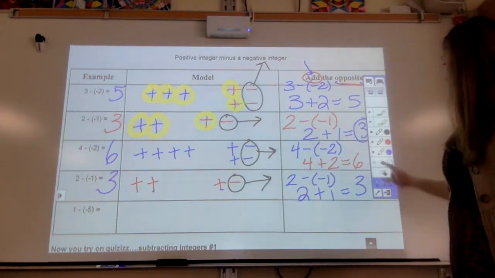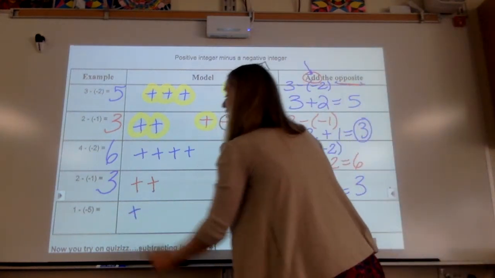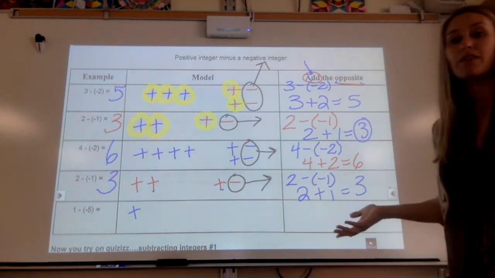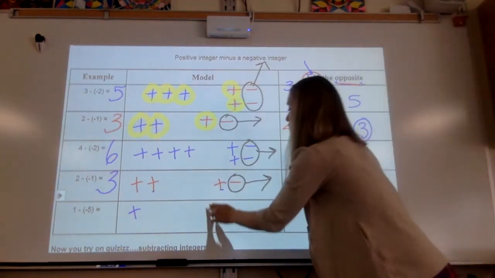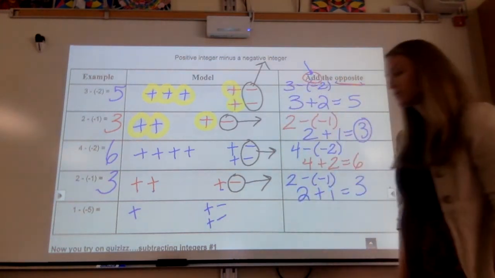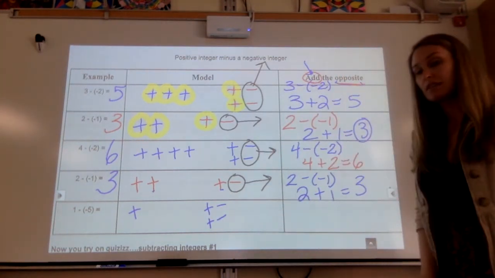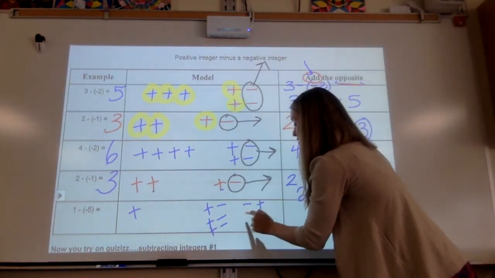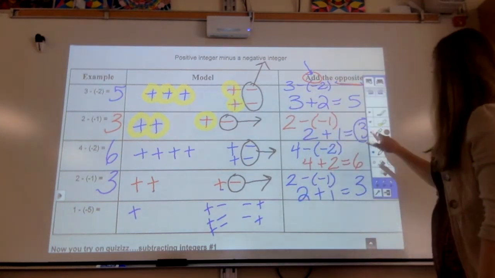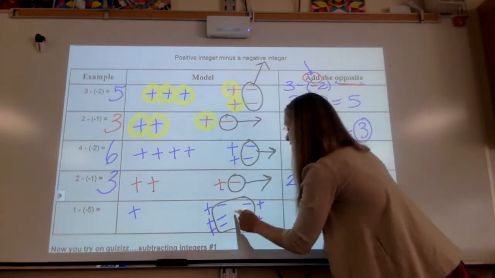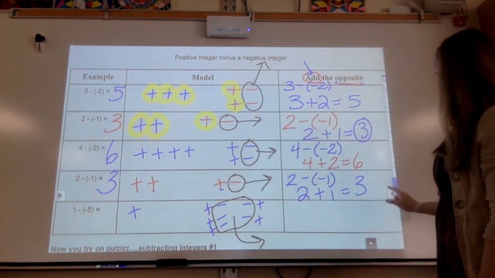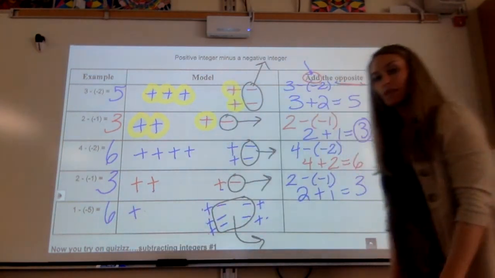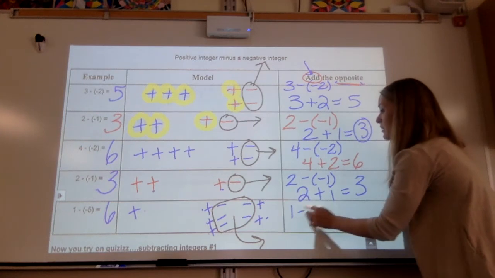All right, last one. Starting with a positive 1. Can I take away 5 negatives? So it's 1 take away negative 5. Well, I definitely don't have anything. I don't even have 5 positives to take away. So I've got to bring in a 0 pair. Did I bring in enough? Because before that was enough, right? Well, I need 5 negatives, so I've got to bring in 5 0 pairs, right? So I'm going to circle my 5 negatives. We're going to take them away. And then I've got to count up how many positives I have. 1, 2, 3, 4, 5, 6. All right. And we want to go ahead and rewrite it. 1 minus a negative 5.